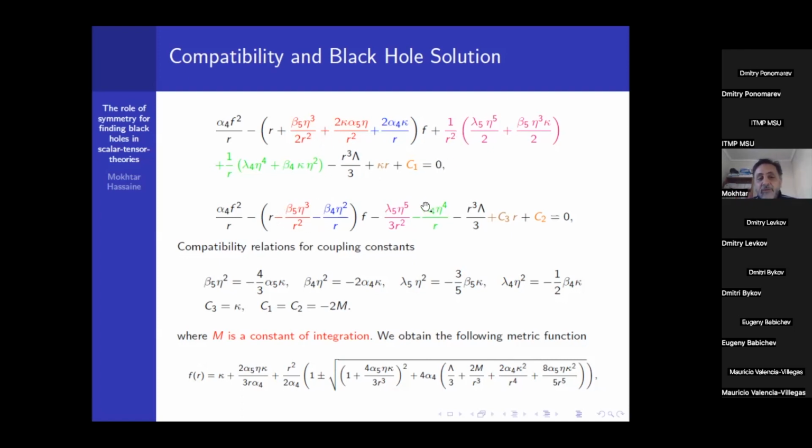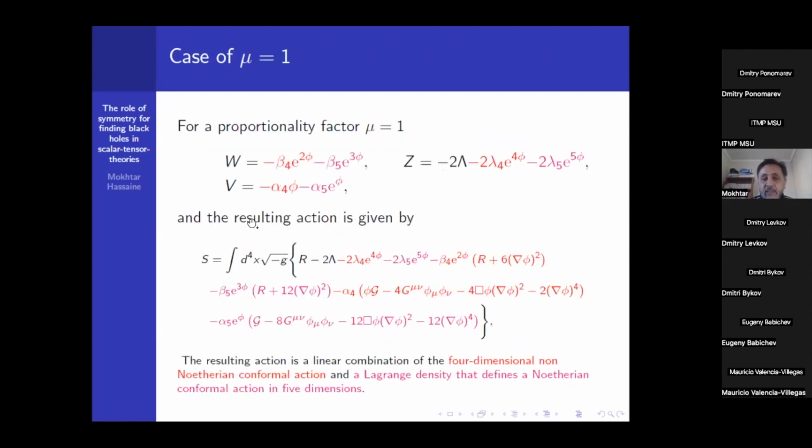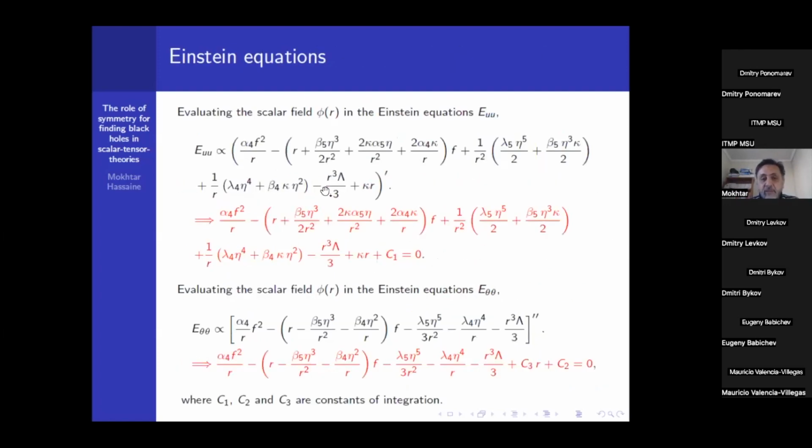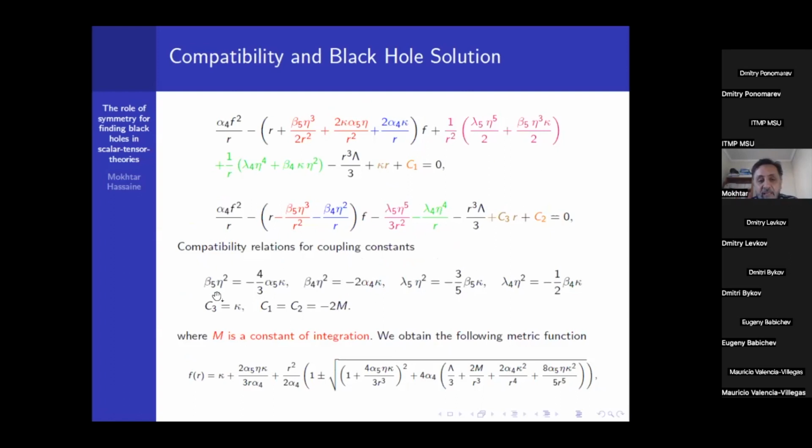And this is going to fix the compatibility relation between the couplings of the theory, because I still have a lot of couplings. You remember that the theory was determined by beta 4, beta 5, lambda 4, lambda 5, alpha 4, alpha 5. To ensure that this is the same solution, I have this compatibility relation between the coupling constants and, of course, also between the integration constants.